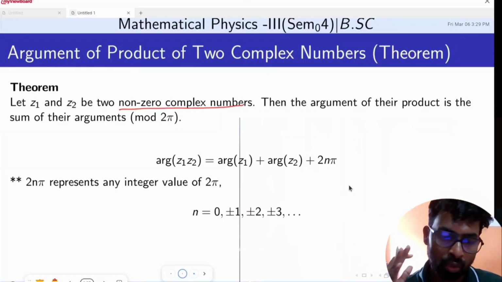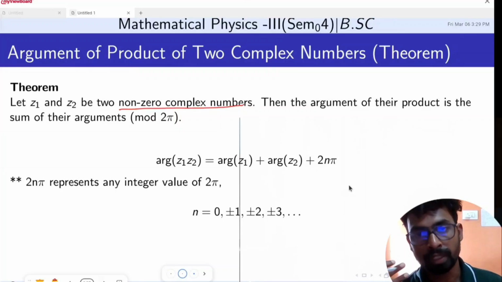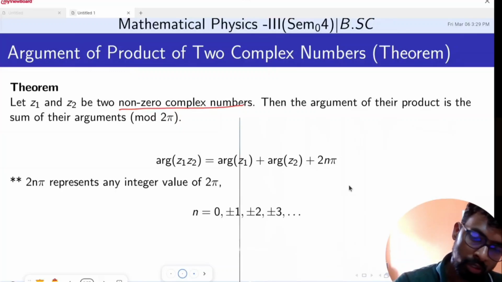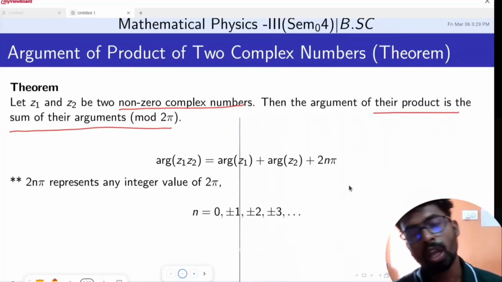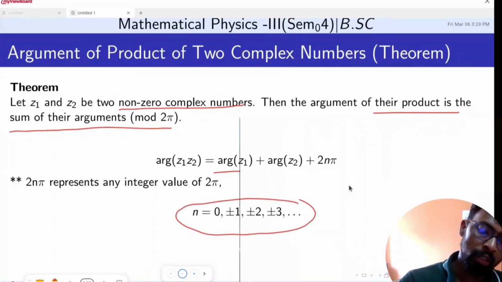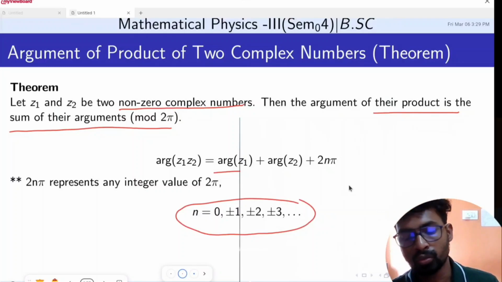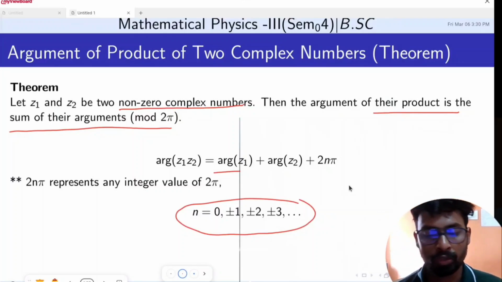Okay, so let's say we have two complex numbers z1 and z2, and their product is another complex number, and we have to calculate the argument as well as the principal argument. So the theorem is: the argument of their product is the sum of their individual arguments. So argument of z1 z2 is nothing but argument of z1 plus argument of z2 plus 2n pi, and here 2n pi represents integer multiples of 2 pi. So basically n equals 0, plus minus 1, plus minus 2, plus minus 3.